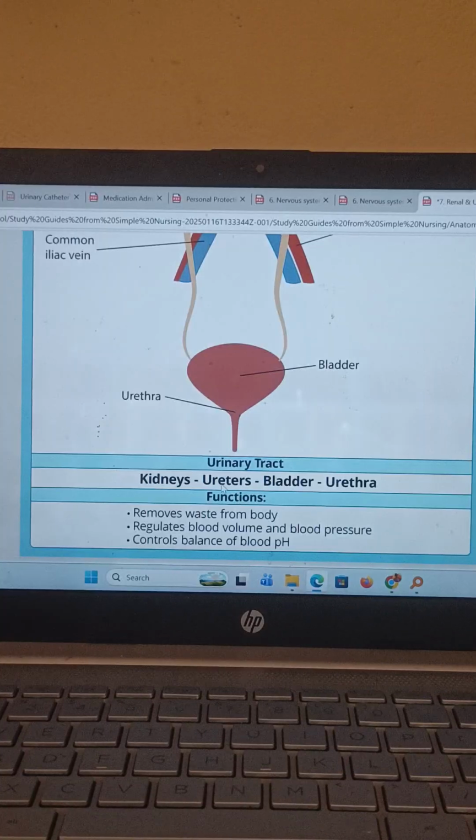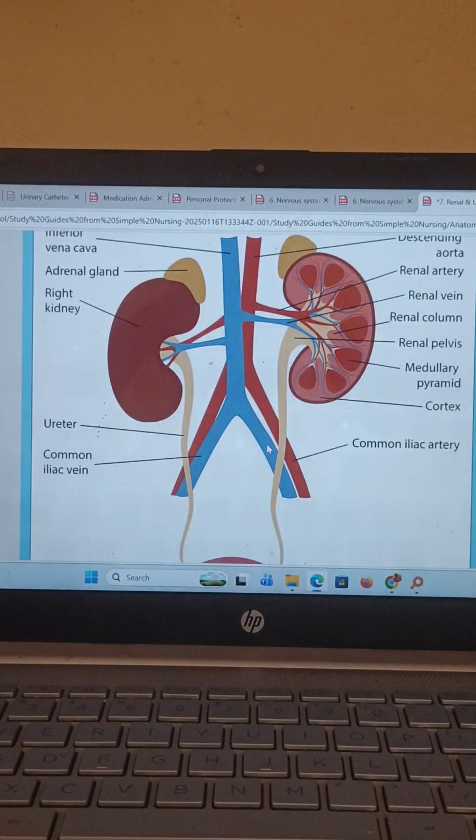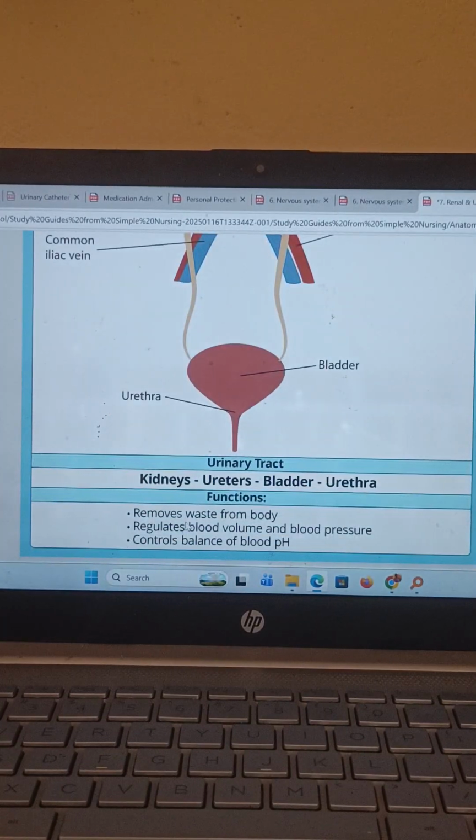You need to know the functions of the urinary tract. The urinary system's main functions: it removes waste from the body, it regulates blood volume and blood pressure, and it controls the balance of blood pH.